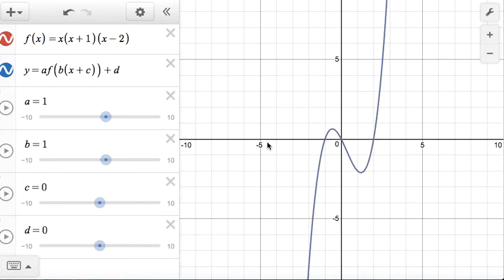Welcome back to Math 107 College Algebra. In this video, we're really going to summarize what we talked about in class over the past couple of days with transformations of functions.